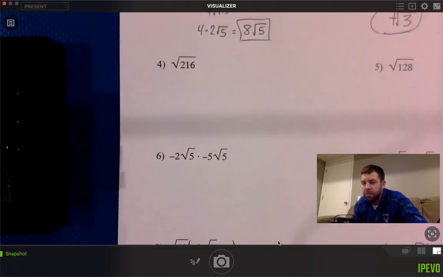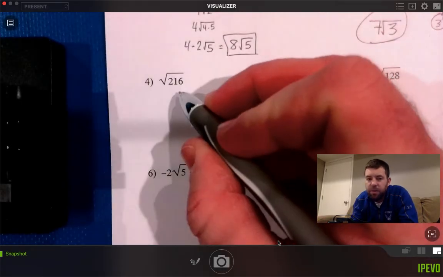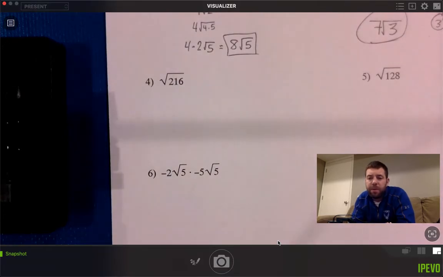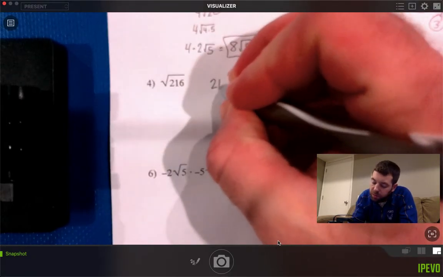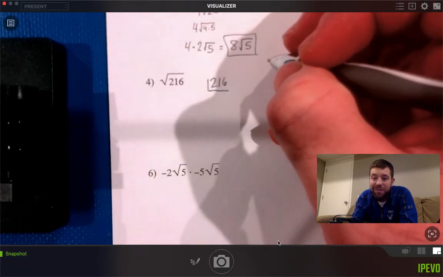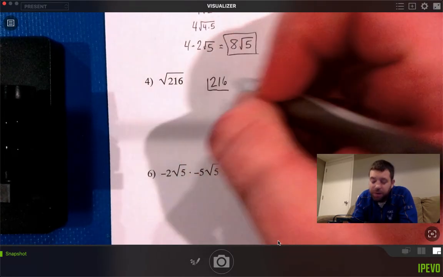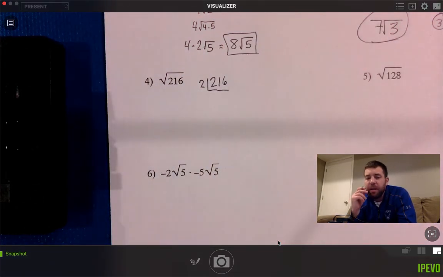Now, here we go. 216. I'm going to show the upside down doghouse method. It looks a lot like synthetic division with that box. We put 216 and do upside down long division. I know this is an even number, so a 2 goes into it. The key to this, people, is please, please, please pull out prime numbers. That's the only way this works.